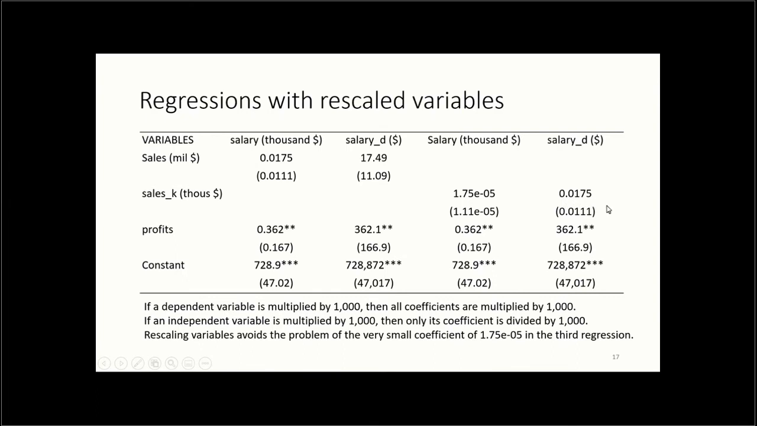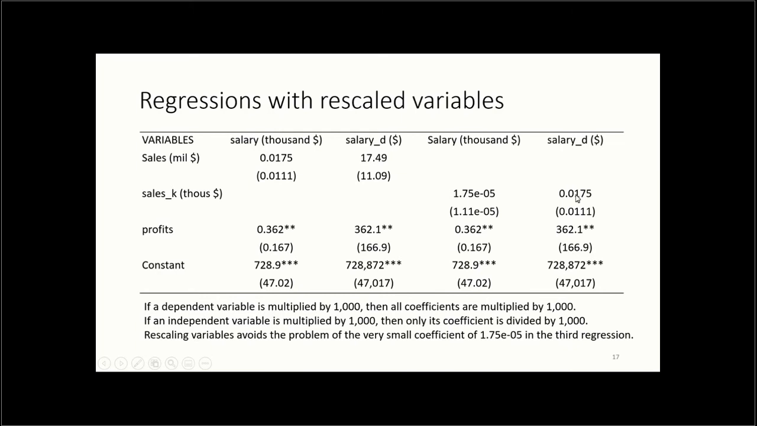So now, looking at all of the other coefficients, you see how they are still the same. That only affects the coefficient for the independent variable that gets multiplied by 1,000. The coefficient gets divided by 1,000. So now these are the effects of rescaling, depending on whether we rescale the dependent variable from here to here and from here to here, or the independent variable from here to here and from here to here.